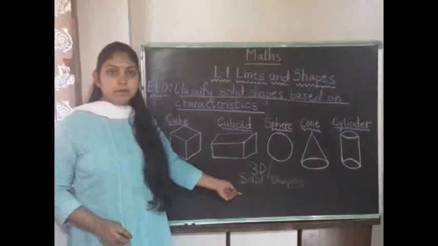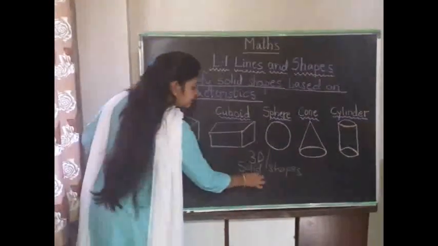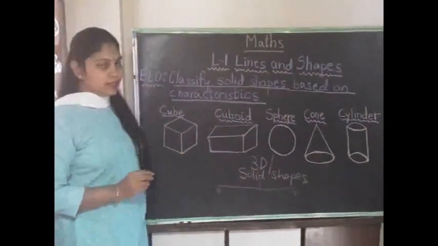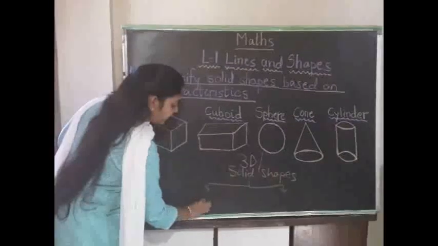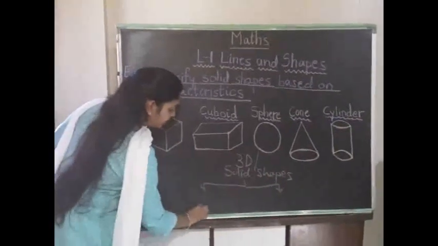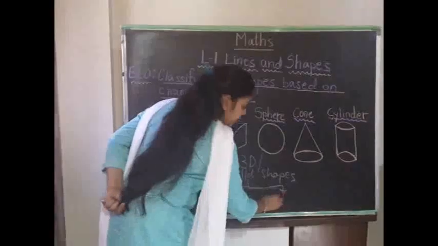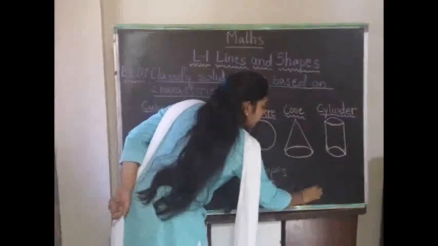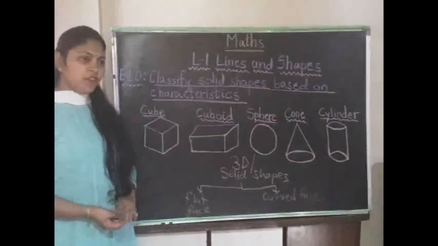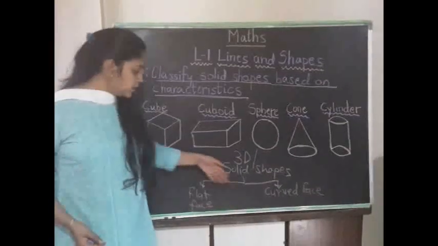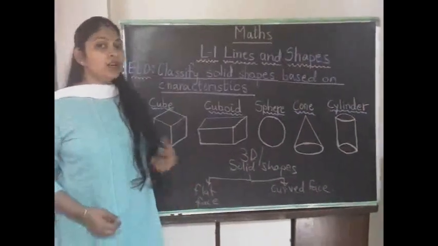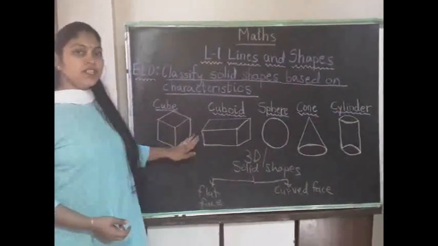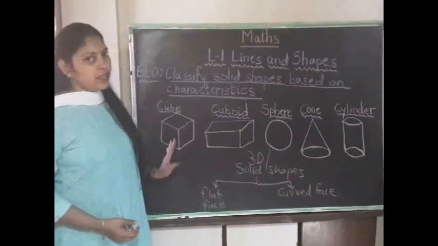Solid shapes have two types of faces. First is the flat face and second type is the curved face. Before we know the type of these two faces, let us know what a face is. So, the sides of these different shapes are known as their faces.